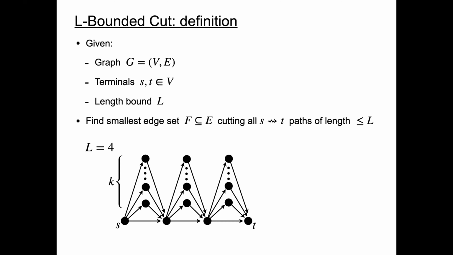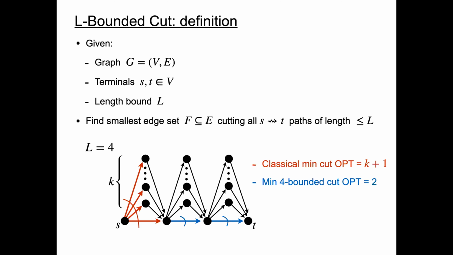Let's see an example. Let's think of 4 bounded cuts, so L equals 4. And let's look at this graph. If we wanted to completely separate S and T, that would be a classical min cut. We would have to pay k plus 1 edges in this instance. But if we're happy to just ensure that the distance is strictly greater than 4, or that we cut all paths of length at most 4, then it suffices, for example, to cut just these 2 blue edges. So there can be a very drastic difference between actually separating and just cutting bounded length paths.